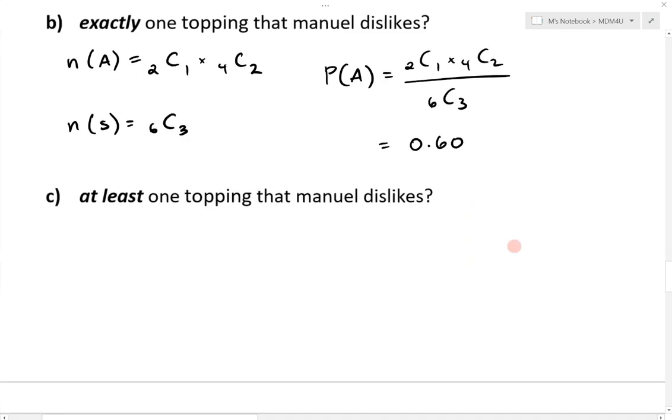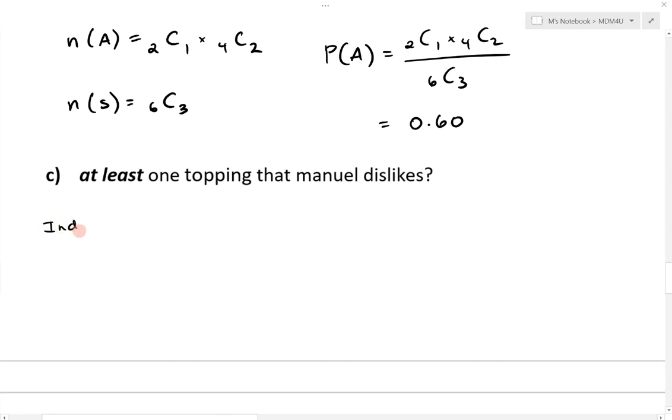Part C, what about at least one topping that Manuel dislikes? At least one. So that means he could have one topping that he dislikes, or he can have 2 toppings he dislikes. Okay, so you can solve this problem using the indirect method, or you can use a direct method. So let me just show you the indirect method first. So 1 minus the probability that none of the toppings are ones that he dislikes. And that's simply 1 minus 0.20, and that's 0.8. 80% chance that he has at least one topping he doesn't like.